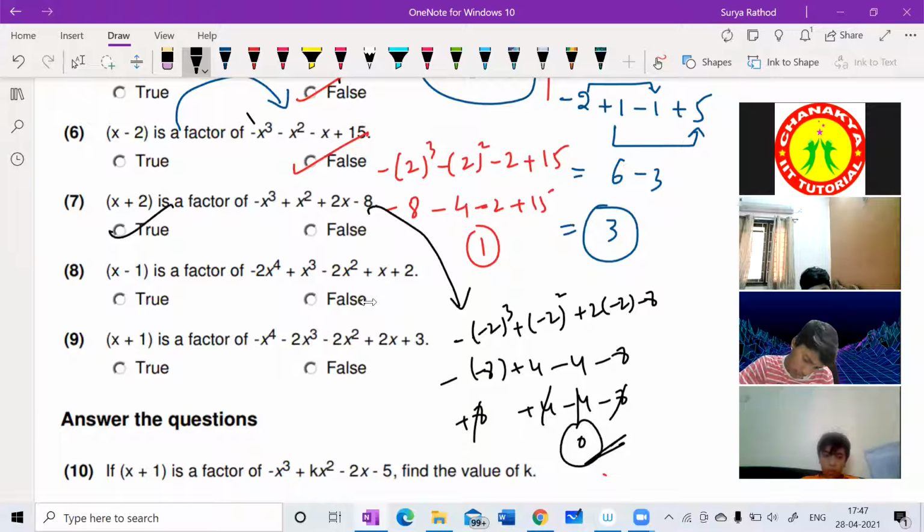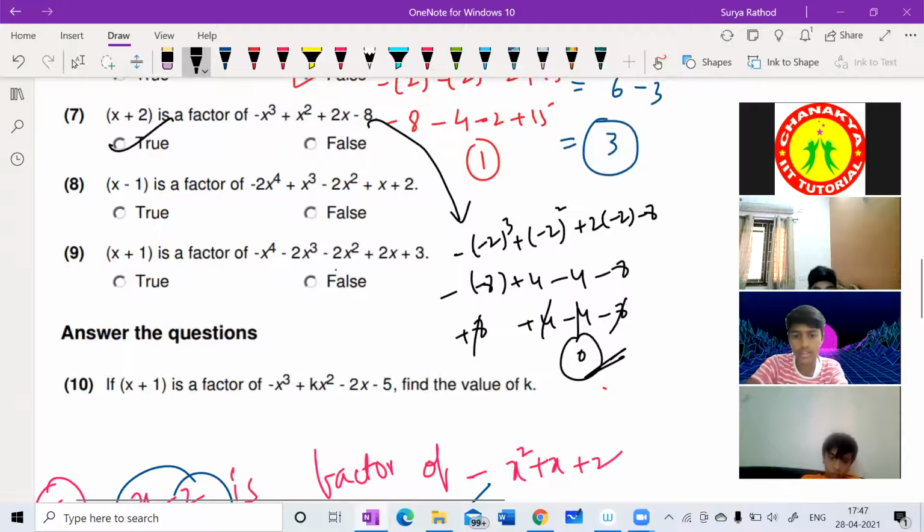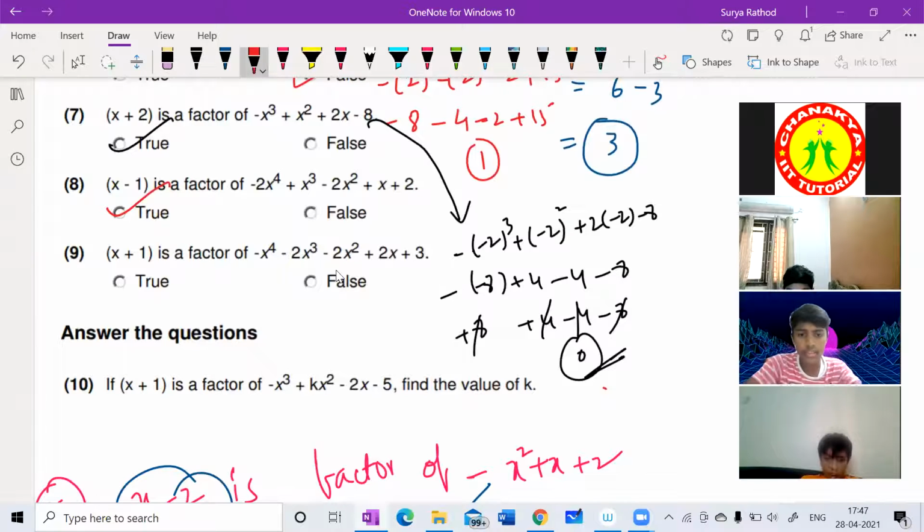What about the 8th? Please post your answer. The 8th is also true. What about the 9th? Please put the question number there. Make it fast. So the 9th is also true. Very good. We'll check it once.